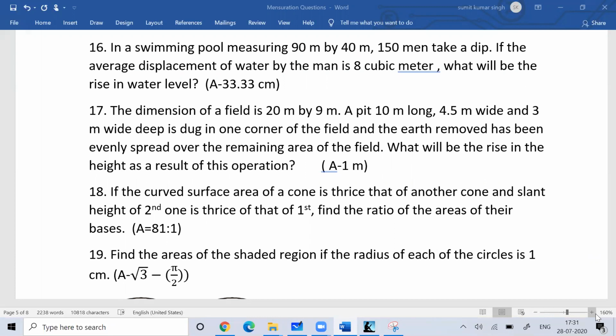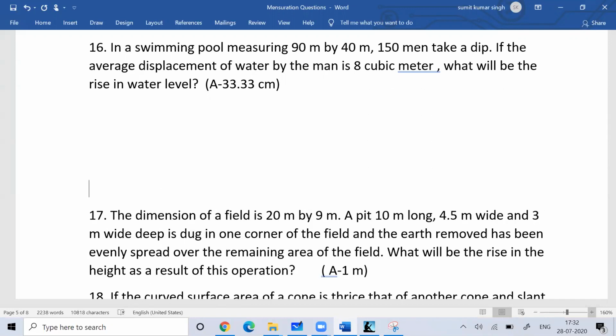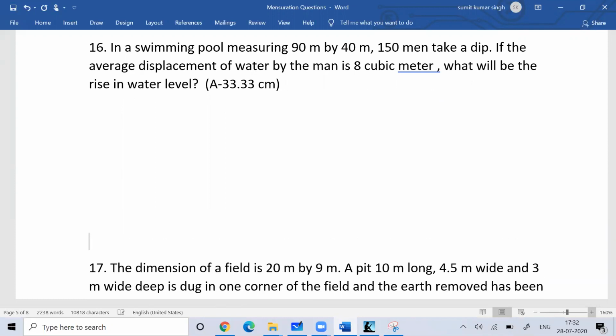We can solve them. Okay, so question number 16 is like this: there is a swimming pool, and they have given the dimension of the swimming pool, that is 90 into 40, length and breadth. Whenever they give you two values, they're talking about length into breadth. And 150 men take a dip. The average displacement of water by a man is 8 cubic meters, so one man can displace 8 meter cube of water.